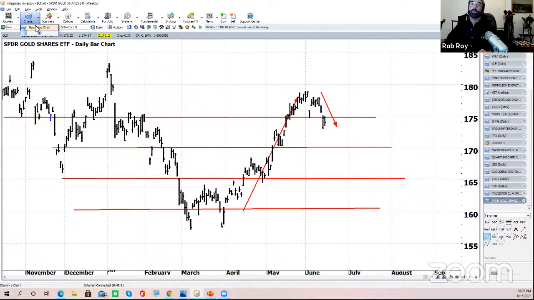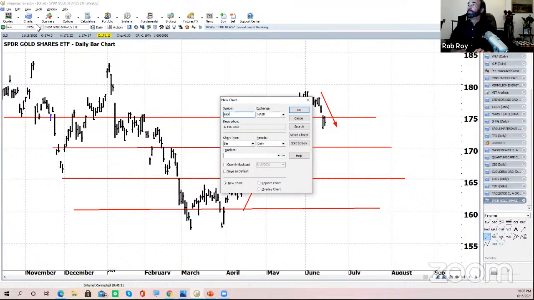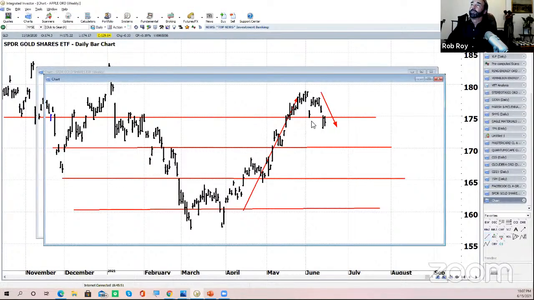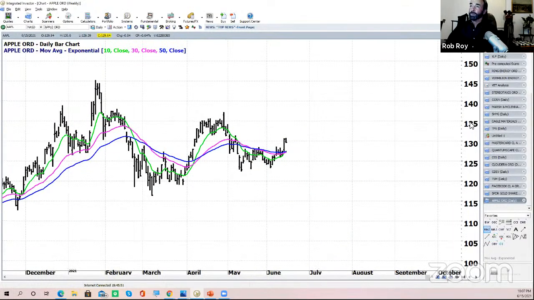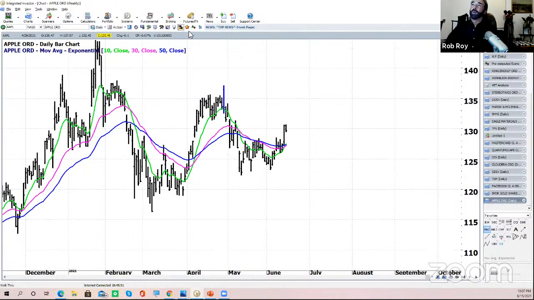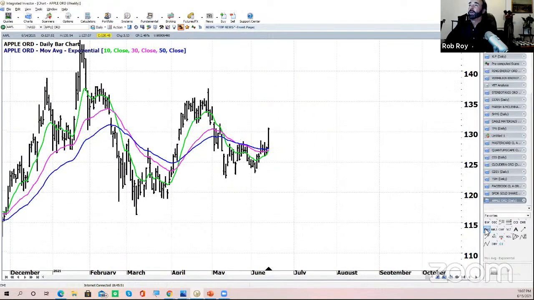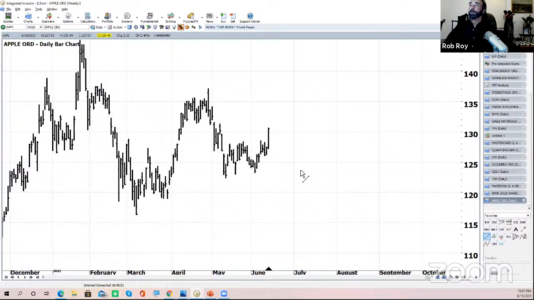And then Apple, Bean says, look at the triangle on Apple. So let's take a look. We had a really nice move in Apple yesterday. We came back today, but that's because look where the 10-day moving average is. So let's walk it back a day. You can see there's a breakout day. We take the moving averages off. Here's the triangle I believe you're talking about right there.